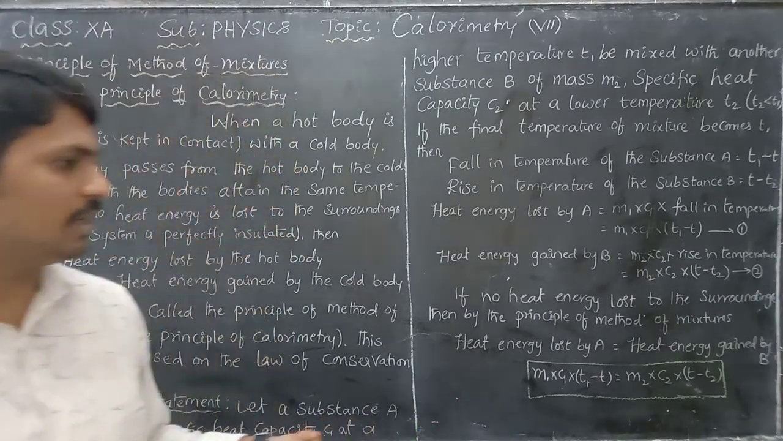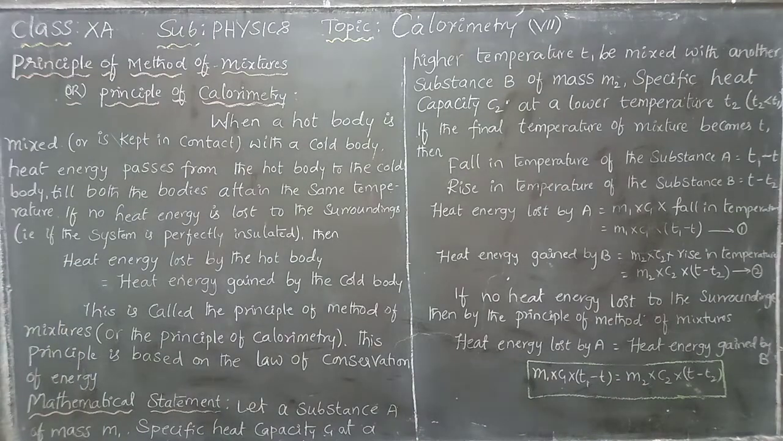All of you learn the complete mathematical derivation of the principle of method of mixture. If you mix two bodies, the hot body will lose energy and the cold body will receive energy. How much is the final temperature after the entire heat transmission stops? By using this formula, the unknown physical quantity can be easily calculated by the substitution method. We will solve problems related to this concept.